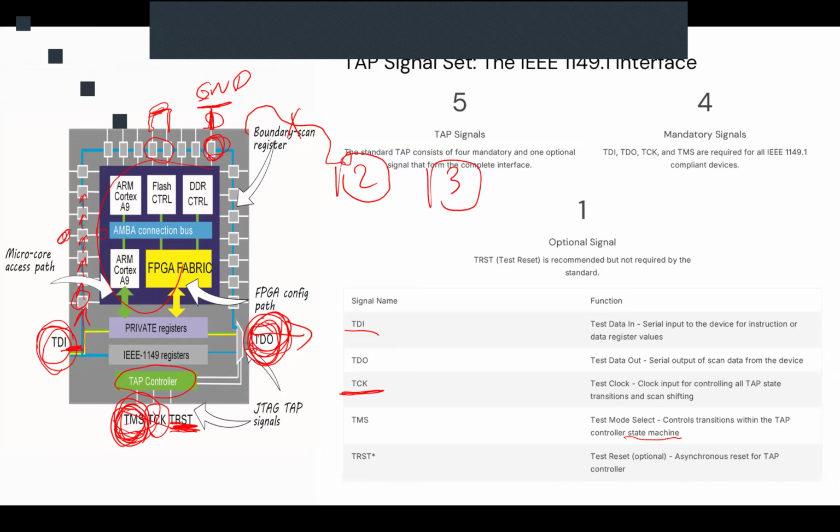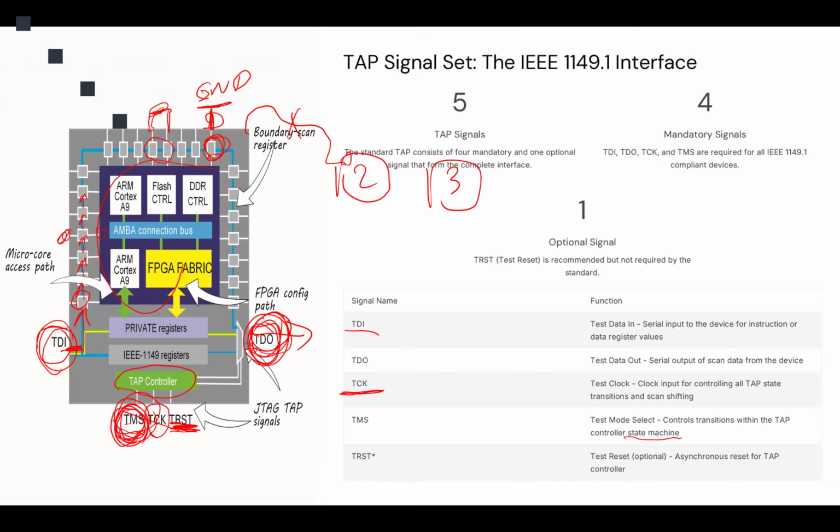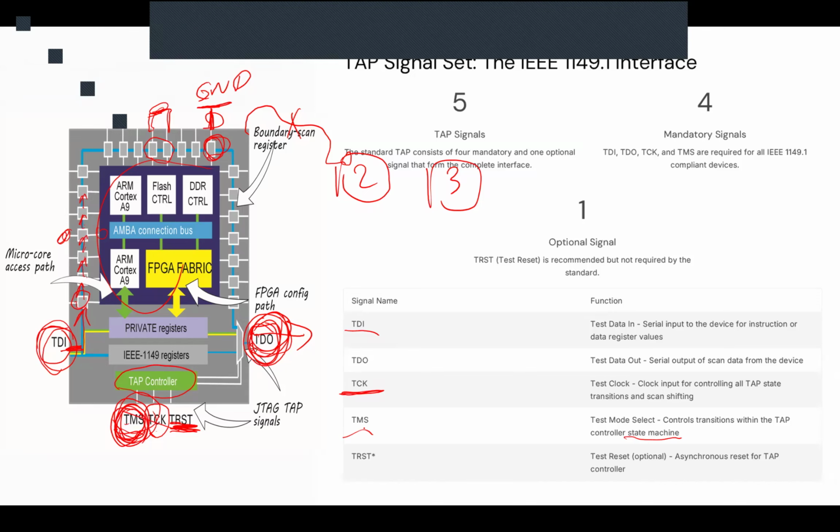Now, sometimes we need to reset the tap controller. We have two options for resetting it. We could use TMS by sending five consecutive one signals. So we send 5 bits of one in a row through the TMS. That means a reset command for the tap controller. Okay, this is one way.